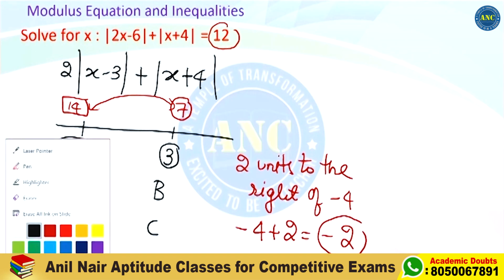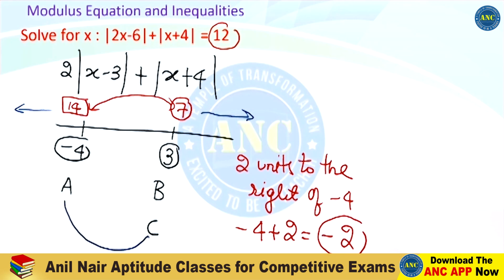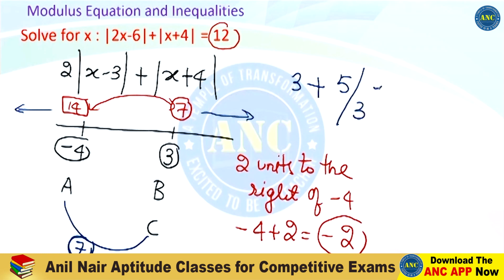Next one: any value on the left side is not possible. Another case is on the right hand side. So A will go here, from minus 4 to 3, totally 7 units traveled from point 3. Out of 12 units, 7 units are already traveled. The remaining is 5 units divided by 3, so 9 plus 5 is nothing but 14 by 3.